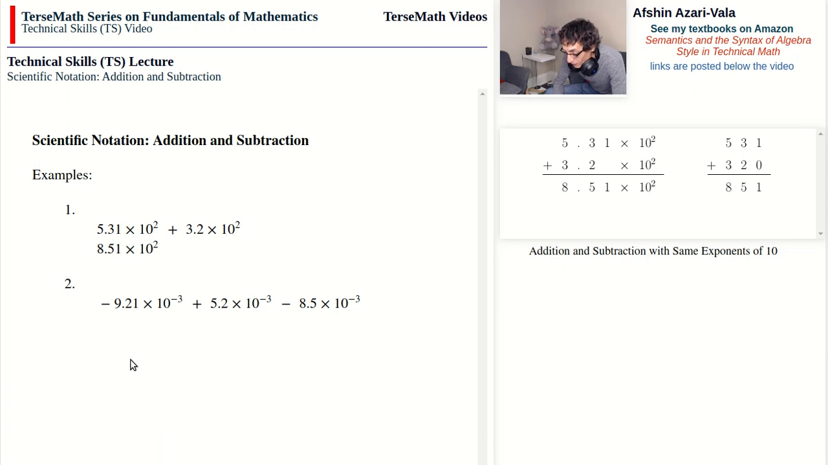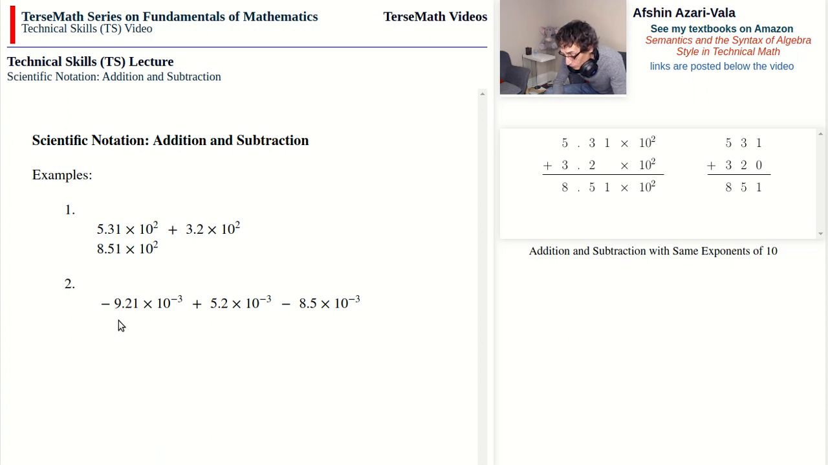So its value in the decimal notation would be in the place value tenths. If you have negative 2, then 9 is in the hundredths, and if you have negative 3, the actual value of 9, or the actual place of 9, is in the thousandths. So all of these have the same exponents of 10. 9, 5, and 8 are all in the thousandths, and therefore we can again line up the decimal point and do our additions and subtractions.